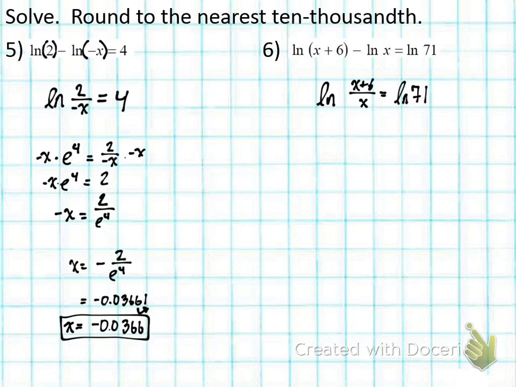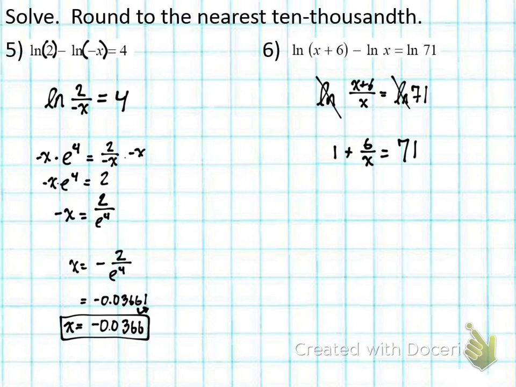Okay, we have two natural logs equal to each other. Bases are the same. What can I do? Erase the bases, right? x plus 6 over x. Let's look at this carefully. x divided by x is 1. There's two terms here. 6 divided by x is 6 over x. Okay? Follow me so far?